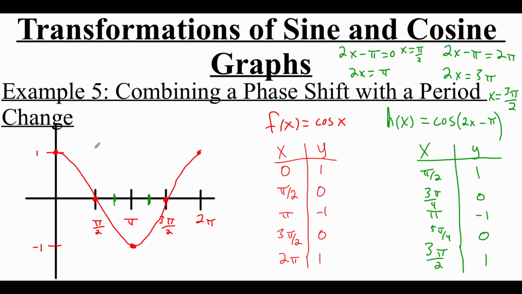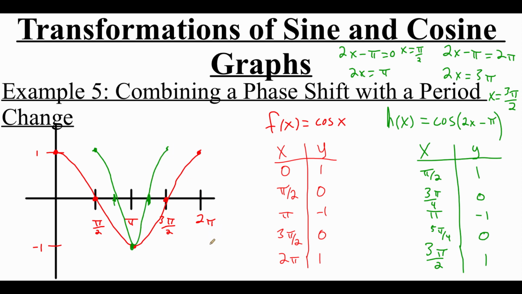So at pi over 2, I'm supposed to be up at 1. At 3 pi over 4, I'm down at 0. At pi, I'm down at negative 1. At 5 pi over 4, I'm up at 0. And at 3 pi over 2, I'm up at 1. And I can connect these dots with my line to get my cosine curve.